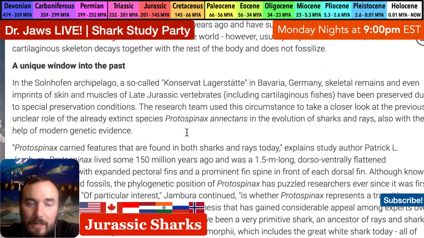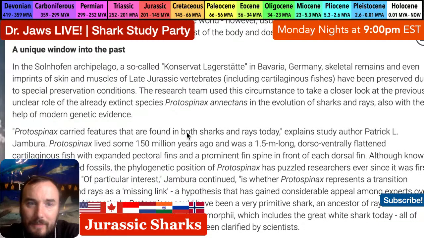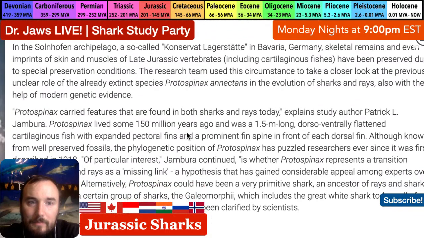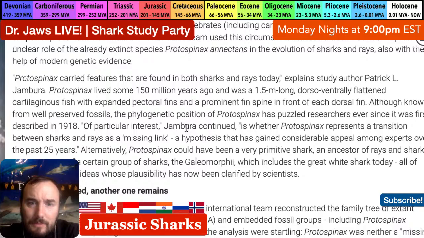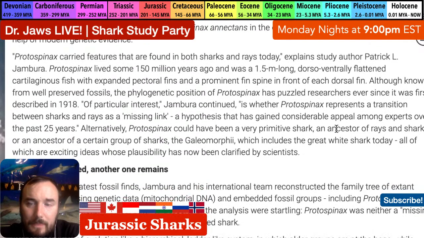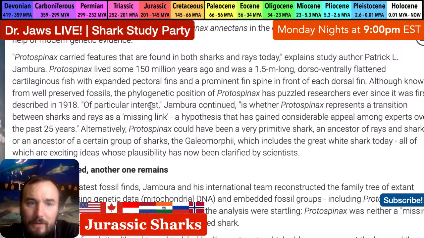Let's see, we will just kind of skim through this. Protospinax carried features that are found in both sharks and rays today. They lived 150 million years ago and were 1.5-meter-long, dorsoventrally flattened cartilaginous fish with expanded pectoral fins and a prominent fin spine in front of each dorsal fin. Although known from well-preserved fossils, the phylogenetic position of Protospinax had puzzled researchers ever since it was first described in 1918. Of particular interest is whether Protospinax represents a transition between sharks and rays, a missing link.